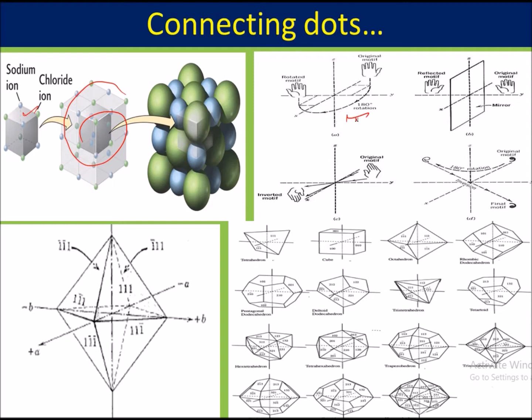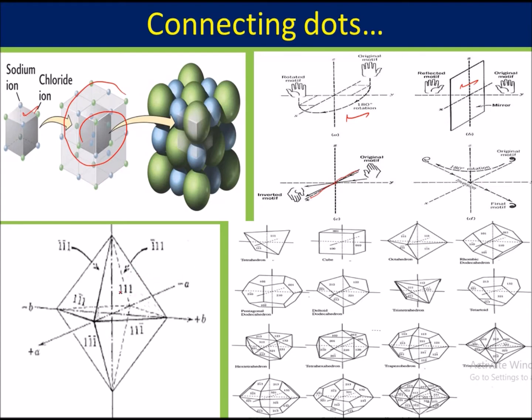Here you can see the rotation operation. Here you can see the reflection operation, where you can see the mirror image of each other. Then here you can see the concept of center of symmetry. When there is a point in the other direction at the same distance, you can say there is a center of symmetry. We will discuss it in coming lectures as well. Here the combined operation, roto-inversion, rotation plus inversion.